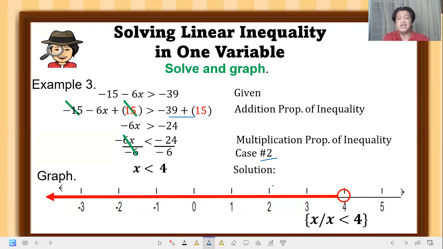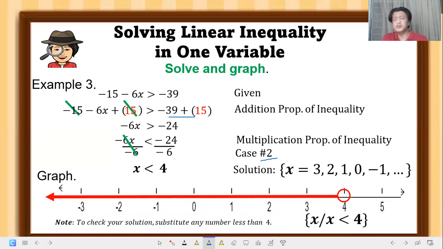And to represent the notation of this solution set, x such that x is less than 4. Ibig sabihin yan, yung solution set natin, x is equal to 3, 2, 1, 0, negative 1, and so on and so forth. Lahat na ng negative. Paano natin mag-check yan? To check your solution, substitute ka lang na any number less than 4. Okay? Ibig sabihin yan, 3. Let's say, kung hindi 3, pwede naman to 0. Okay? Let's say, isa-substitute ko 0, no?